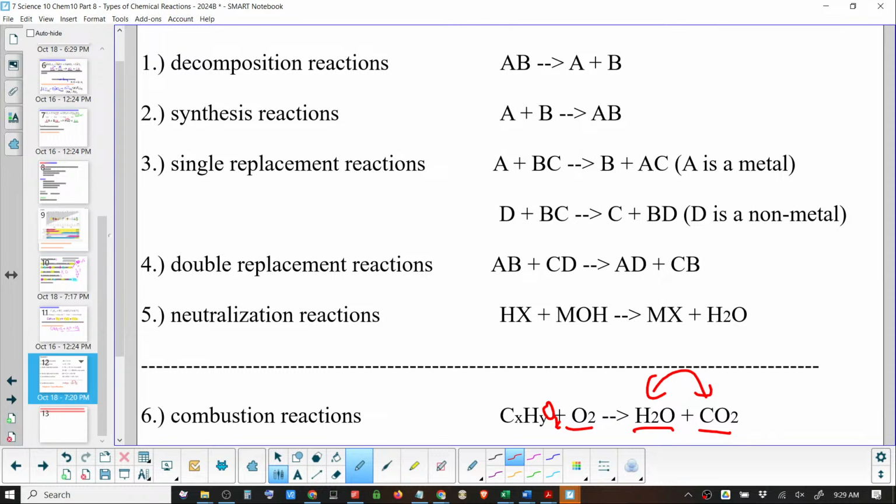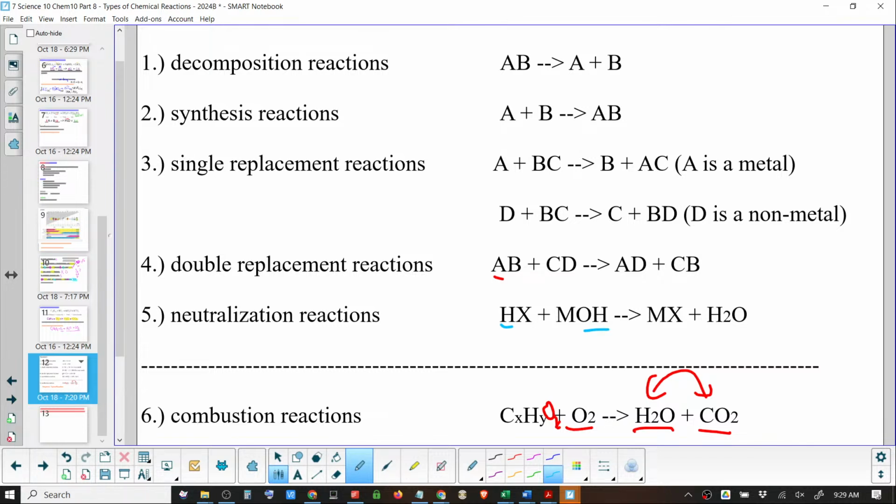And that's reasonable in the sense that combustions are often a type of decomposition, like you are breaking things up. It's just a very specific type. Same with the double replacement. Neutralization is a special type of double replacement, but you're just looking for HOH. That's why it gets confusing.